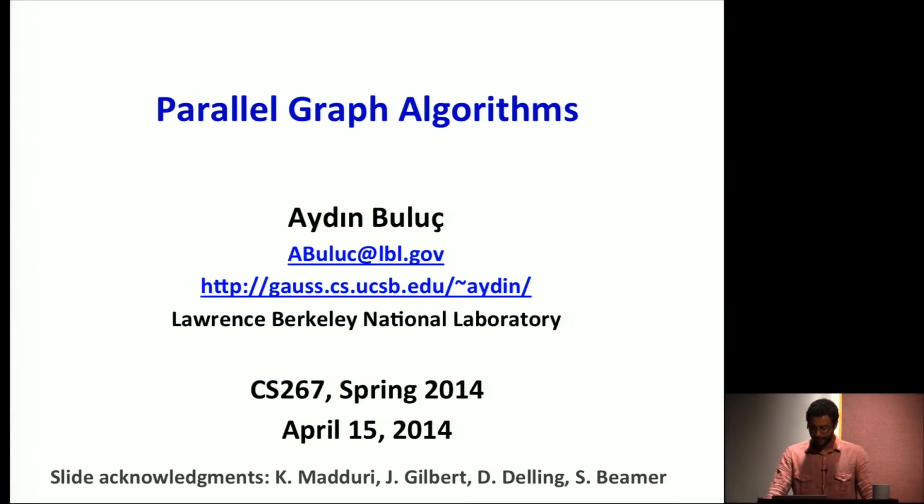Welcome back, everybody. Today, we're pleased to have Aiden Bullish, who's a research scientist at Lawrence Berkeley Lab and a longtime collaborator with our research group and contributor to parallel graph algorithms, which is what he'll be talking about today. Thanks for inviting me, Jim. This is a pleasure to be here.